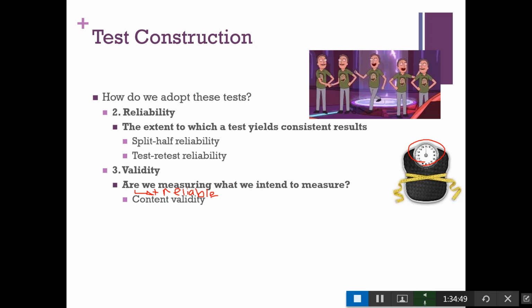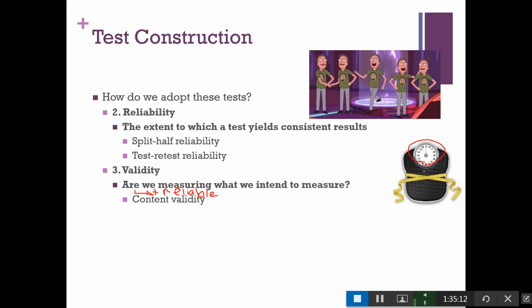It's reliable because it's always giving you the same measurement, right? If it wasn't reliable, you could pop onto it, it would say 150, and then pop off and pop on the next second, and it would say 160. That means it's not reliable and it's not valid. So in order for something to be valid, it has to be reliable. It gives you a consistent reading, right? It gives you a consistent score, and it has to measure what you intend it to measure.